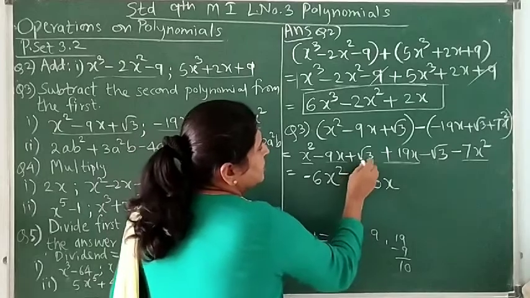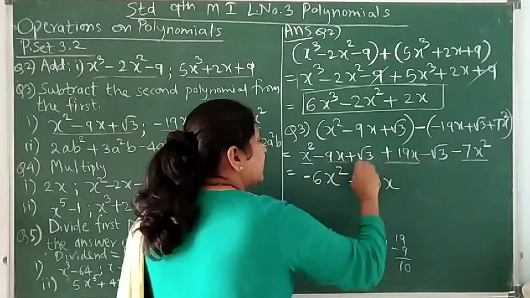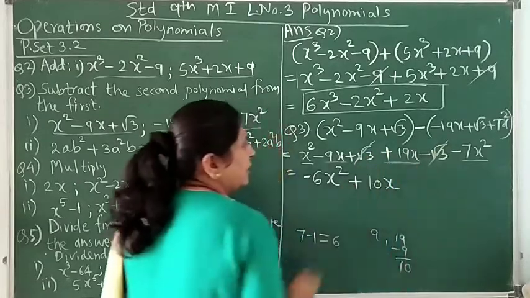And the last term: plus root 3 minus root 3. Here also the signs are different with the same term, so this will get cancelled and you will get 0.